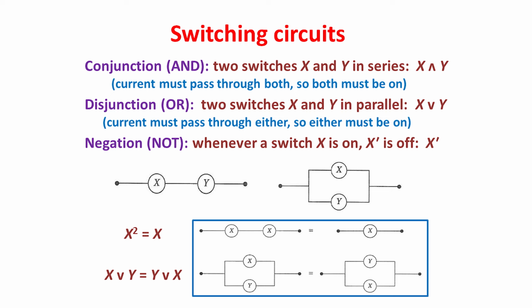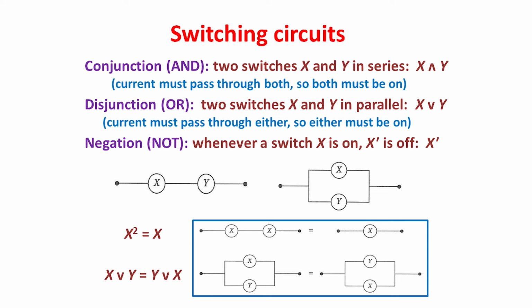Or if we place X and Y in parallel, as shown on the right, we can represent this by X cup Y, called disjunction, X or Y, because either switch can be on. And if a switch X is on, its complement X dash must then be off. This is negation, or not X.